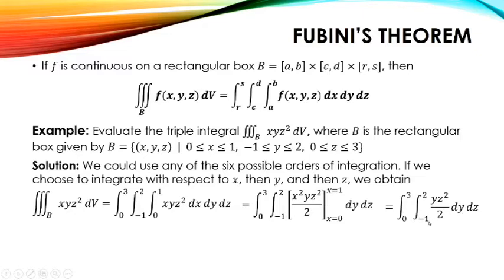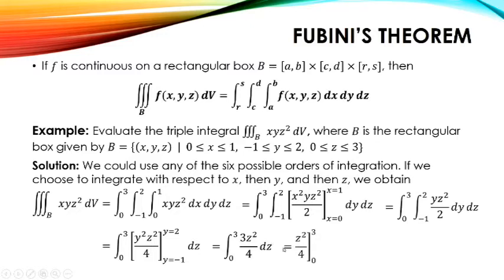Then evaluating the middle integral, we have y squared z squared over 4, since it focuses on the variable y, evaluated from negative 1 to 2. So it is equal to the integral of 3z squared over 4 dz evaluated from 0 to 3. Performing that, we have z squared over 4. Then substituting 0 and 3 into the variable z, we have 27 over 4.